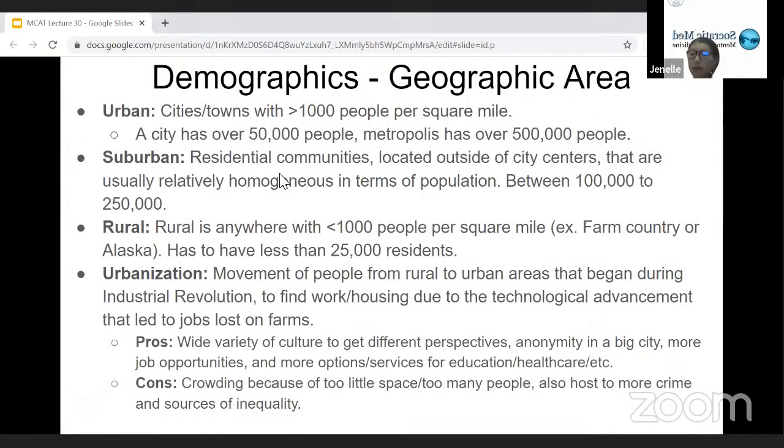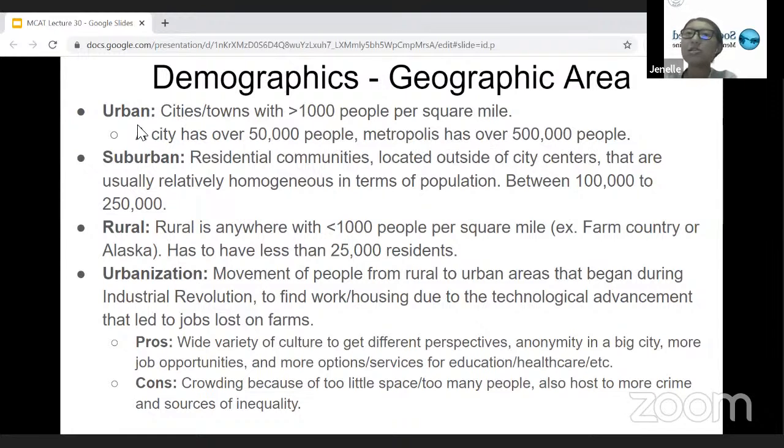And then the other aspect that can also stratify people is geographic area. And so this is in terms of urban, suburban, or rural areas. So urban areas are considered cities or towns with over 1,000 people per square mile, and a city tends to also have over 50,000 people. Metropolises have over 500,000 people, so really packed areas.